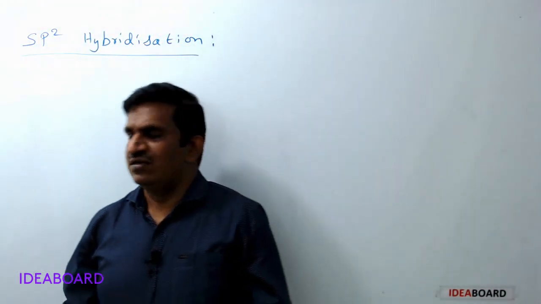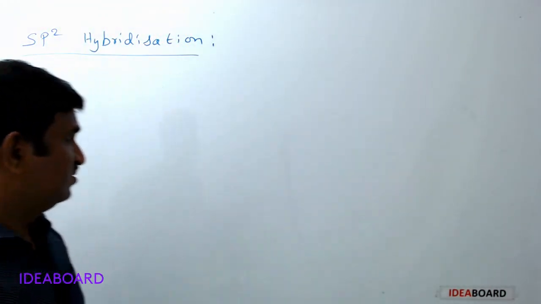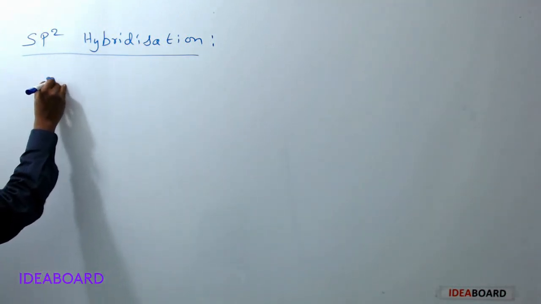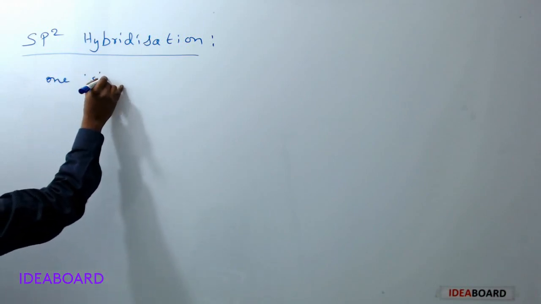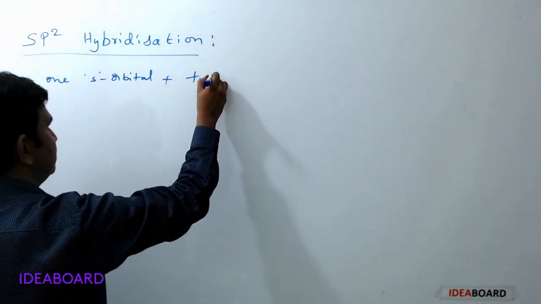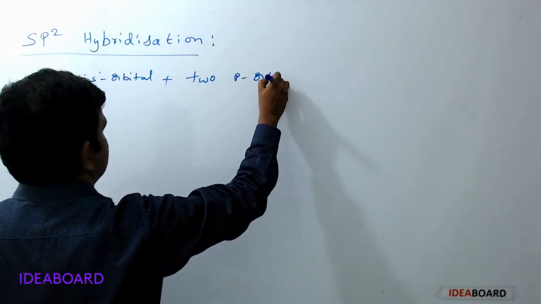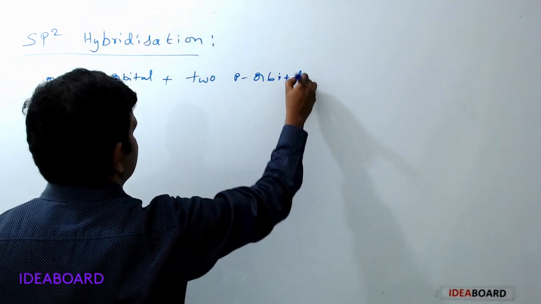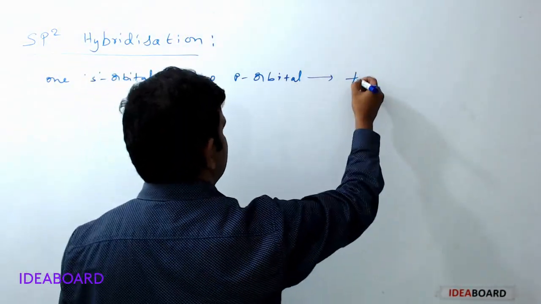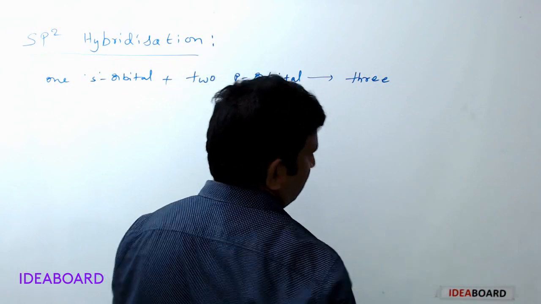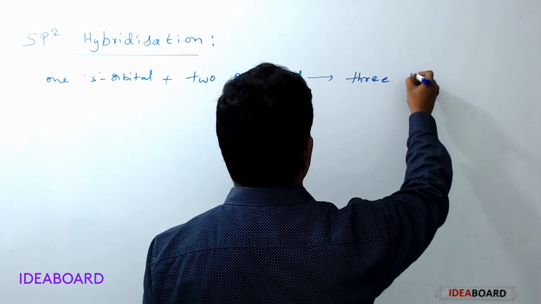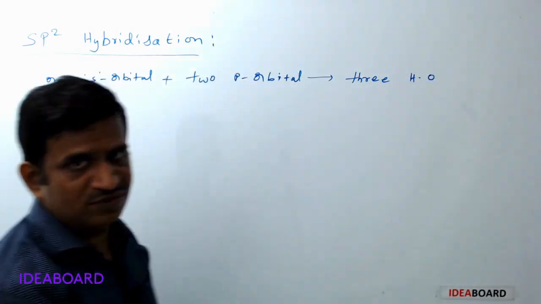Hi students, the next one is sp2 hybridization. As per the definition of hybridization, the process of intermixing of one s orbital plus two p orbitals to form three identical and new orbitals is called sp2 hybridization, and here we are getting three hybrid orbitals.